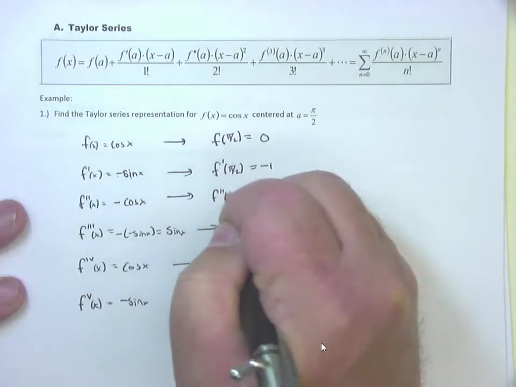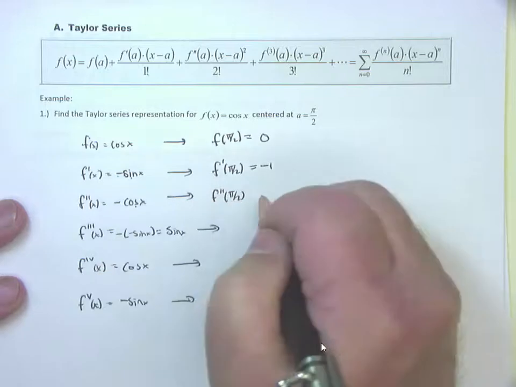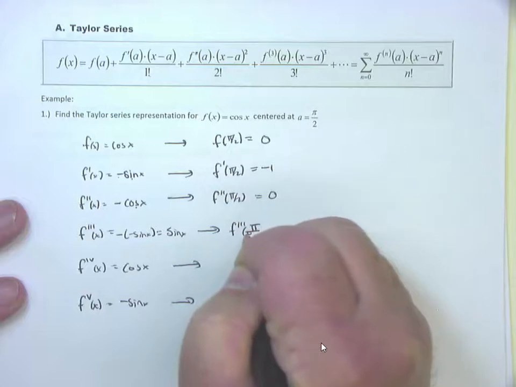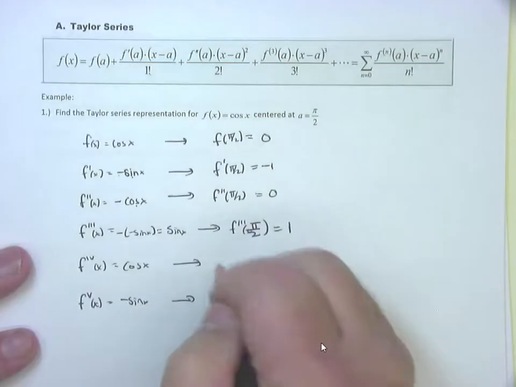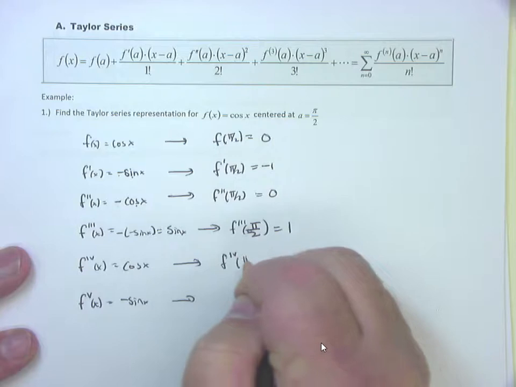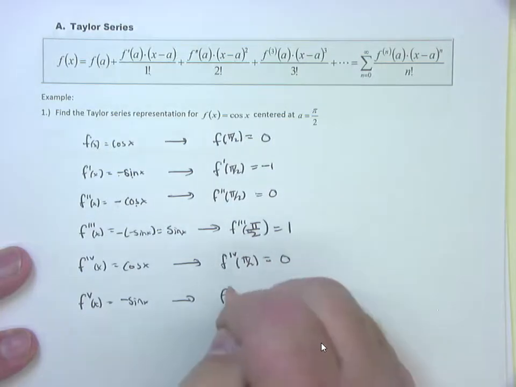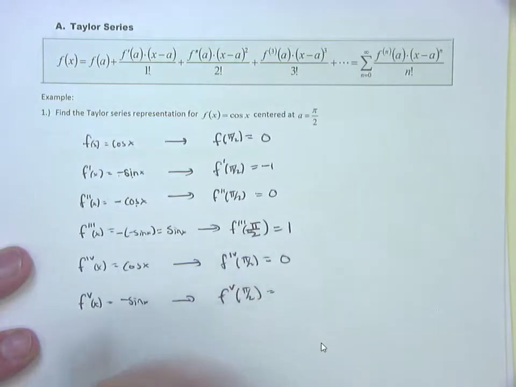F double prime of pi halves. What's the cosine of pi halves again? 0. Negative that's still 0. Third derivative. What is the sine of pi halves? 1. Fourth derivative. What is the cosine of pi halves? 0. And never stop on a 0, so that's how we got to go up to the fifth derivative. And what is the negative sine of pi halves? Well, the sine of pi halves is 1 times negative makes it back to negative 1.